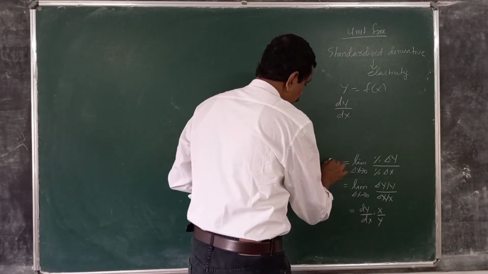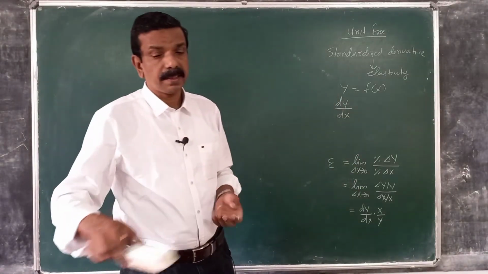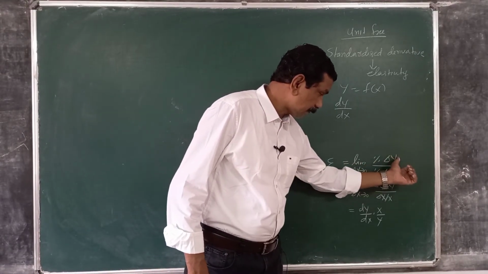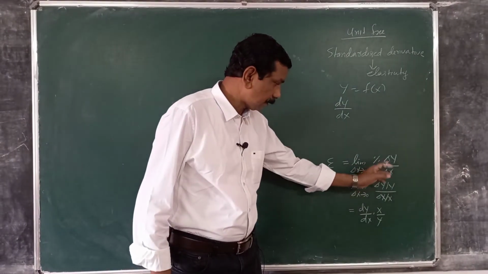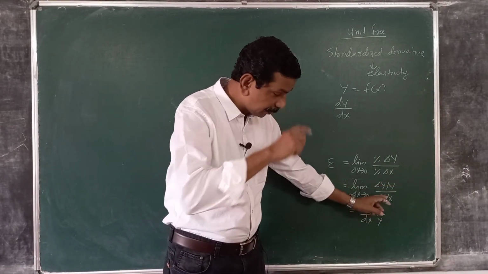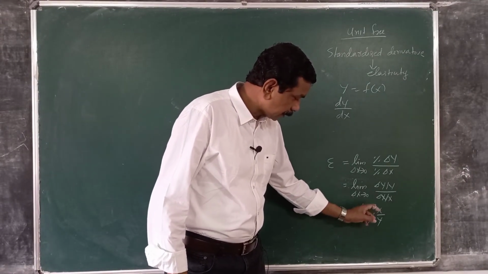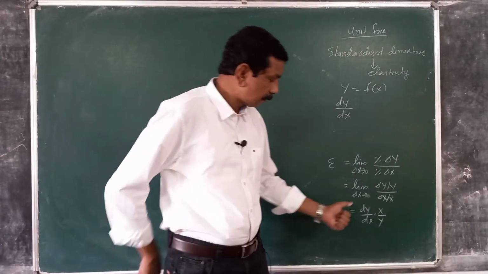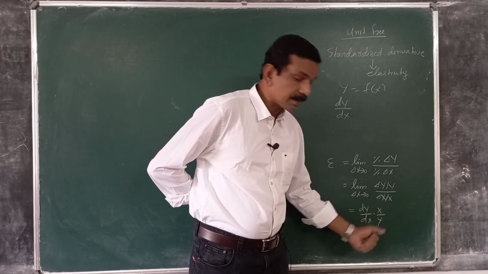So epsilon, the elasticity of y with respect to x, that is the standardized derivative, is the limit of percentage change in y divided by percentage change in x as delta x approaches 0. That is the limit of (delta y by y) divided by (delta x by x), and it is nothing but dy by dx into x by y. That is, the derivative is weighted by the values of the variables x and y.